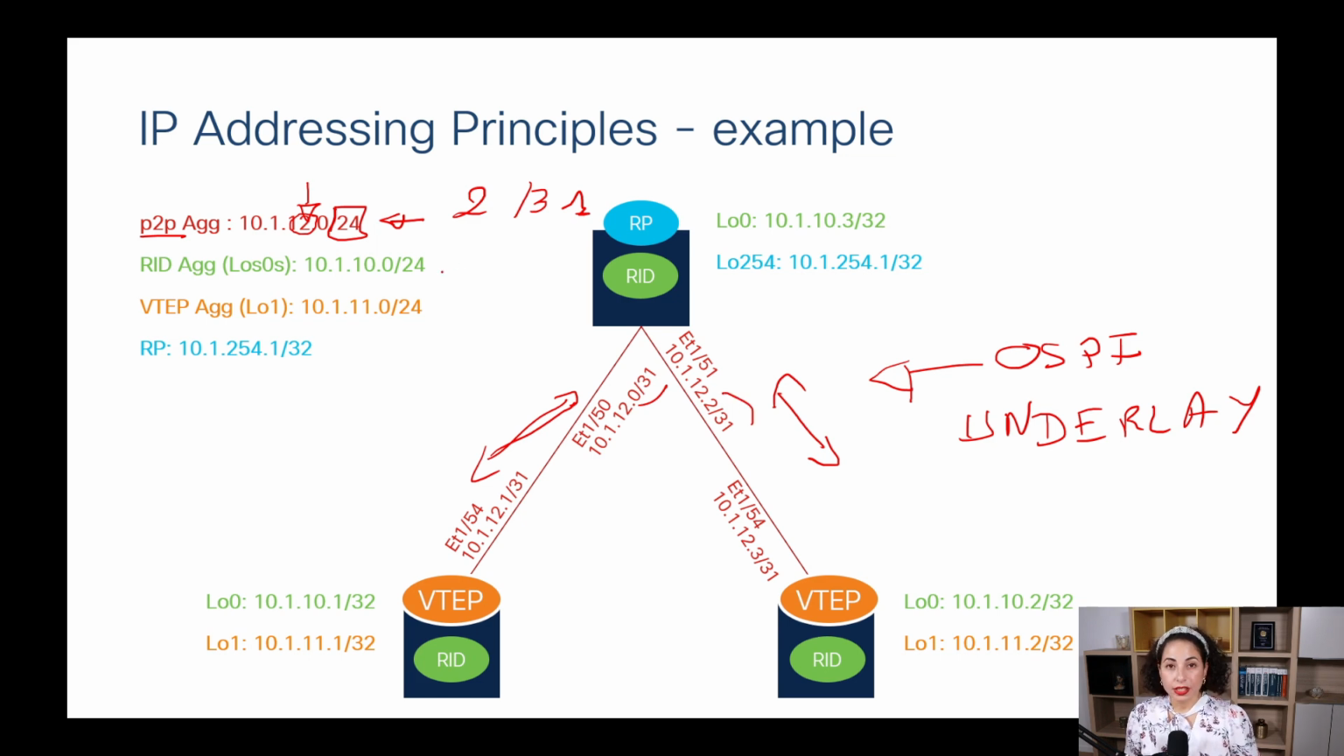Now we have the second type of interfaces, which is the Loopback 0 interfaces. Their main use cases, again, as a quick recap: they will serve as a router ID for our different processes like OSPF and BGP. Also, all the overlay control plane adjacencies and communications will be using the IP address of the Loopback 0 interfaces.